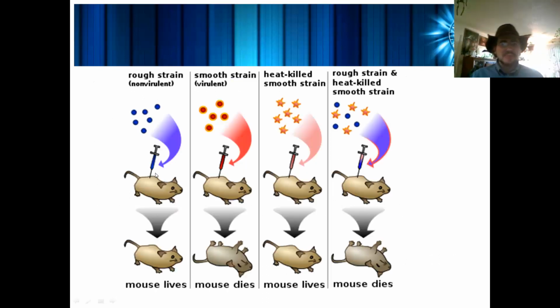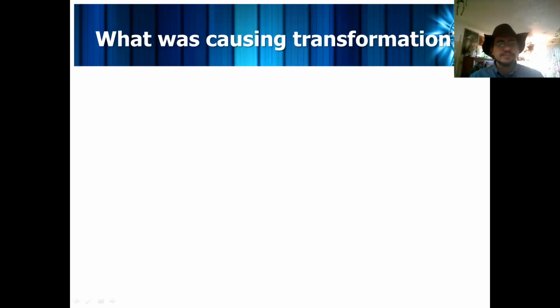So here we go. There's the rough strain, and bam, injected, the mouse lives. Here's the smooth strain, injected, mouse dies. Heat-killed smooth strain injected, mouse lives. Rough strain and heat-killed smooth strain injected, mouse dies. So something funky's going on here. And he asked the question, what was causing bacterial transformation?